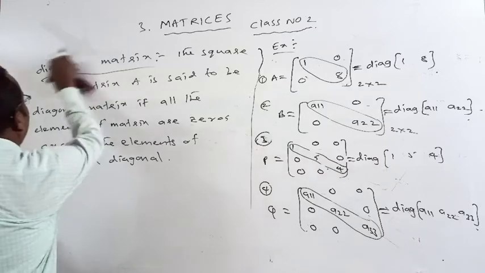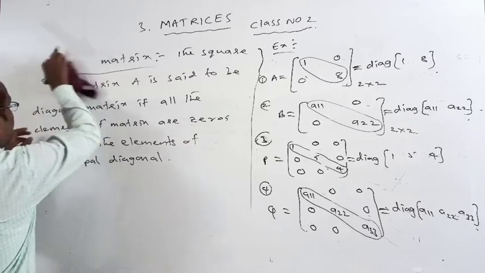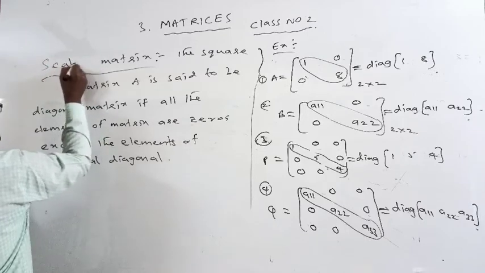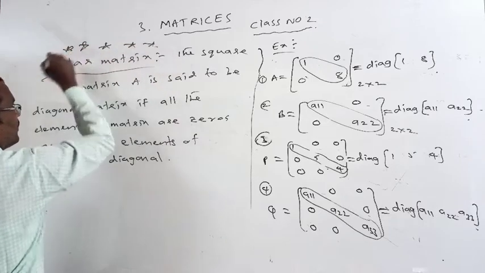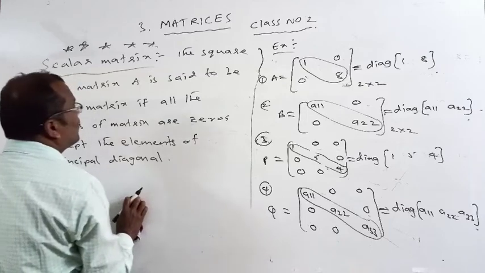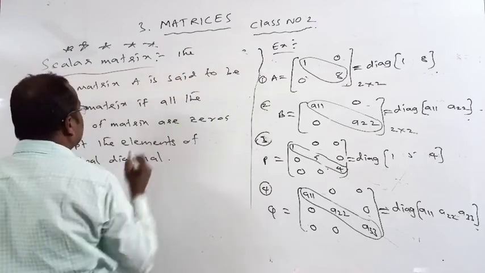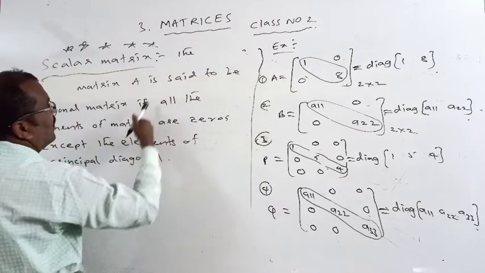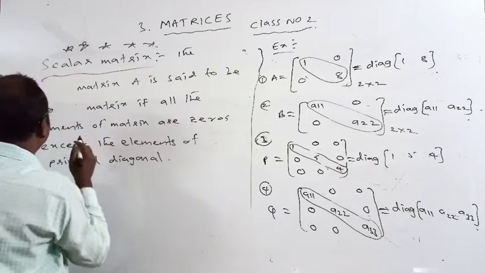Next, you may write scalar matrix. So, important definition. The square matrix is said to be scalar matrix.